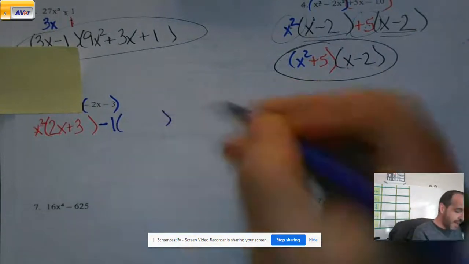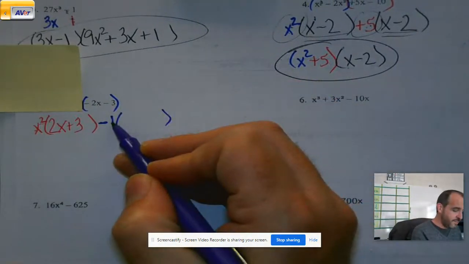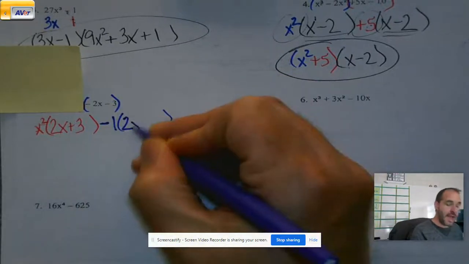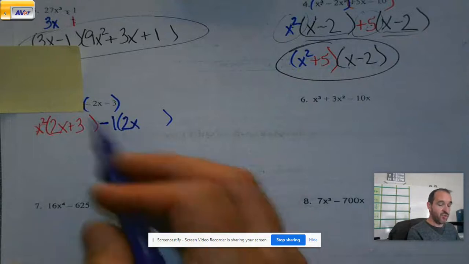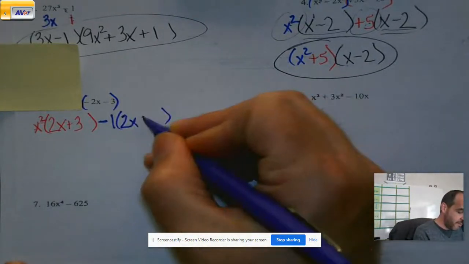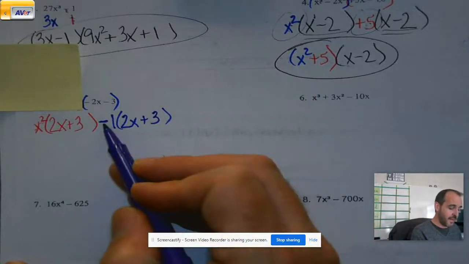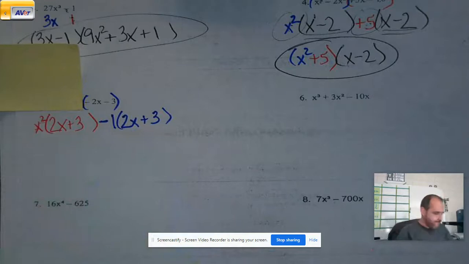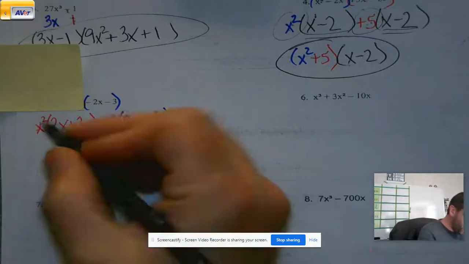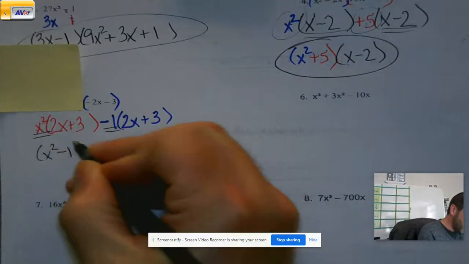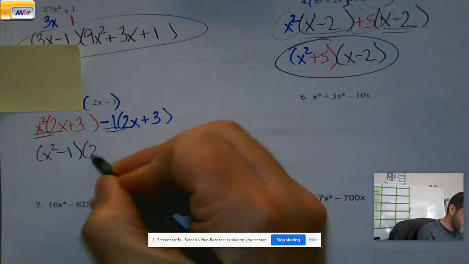And so you're like, okay, so -1 times what gets me to -2? 2x, because -1 times 2x would be -2x. -1 times what gets me to -3? +3, because negative times positive is negative. Look at that. Okay, they're the same. And so like what I did on the last one, take the pieces, my greatest common factors, put them together, put my common set of parentheses together.